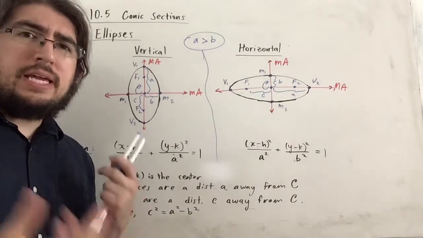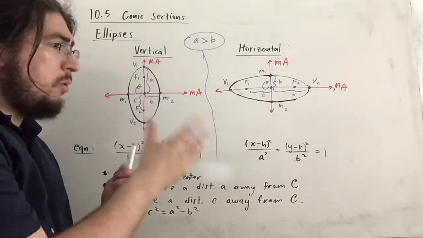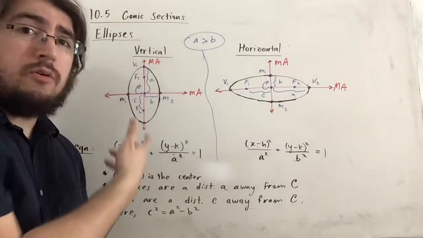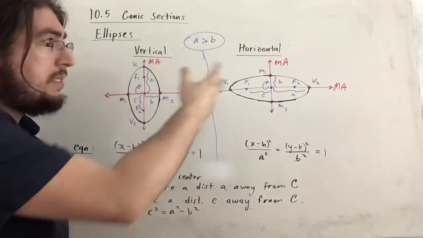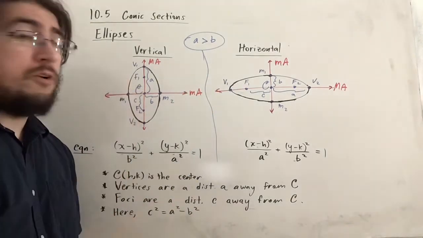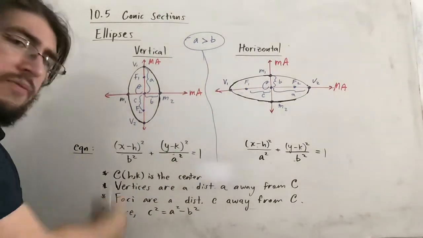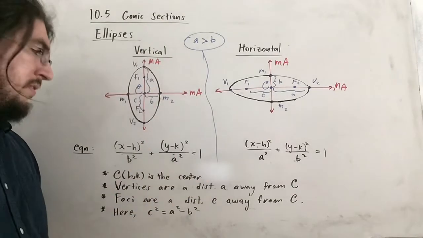So it'll be really easy for us to distinguish between which equation represents either a horizontal or vertical ellipse. Just look at the larger denominator. If there's an x on top, it's horizontal. If there's a y on top, then it's vertical. Okay? And then there's a few things here that are in common with each of them.